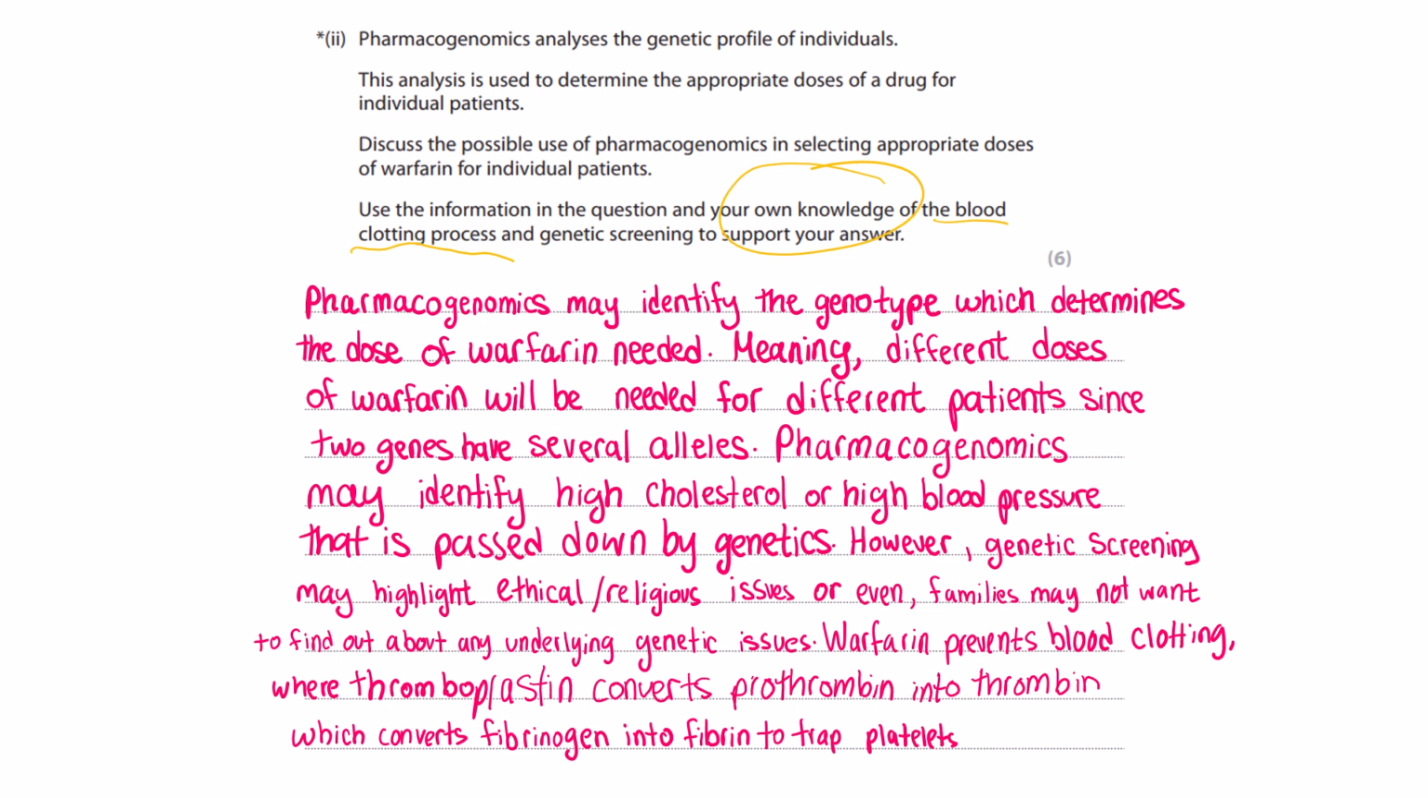However, genetic screening may highlight ethical or religious issues, or even families may not want to find out about any underlying genetic issues. Okay, so warfarin prevents blood clotting where thromboplastin converts prothrombin into thrombin, which converts fibrinogen into fibrin, which forms a mesh to trap platelets. So notice how I included the blood clotting process down here, and I've included ethical issues, and I've included possible uses of pharmacogenomics.